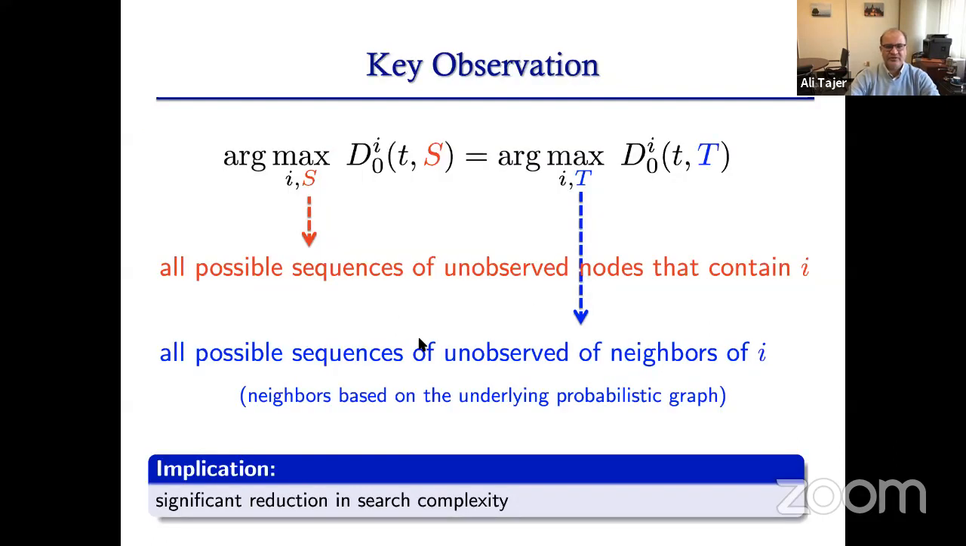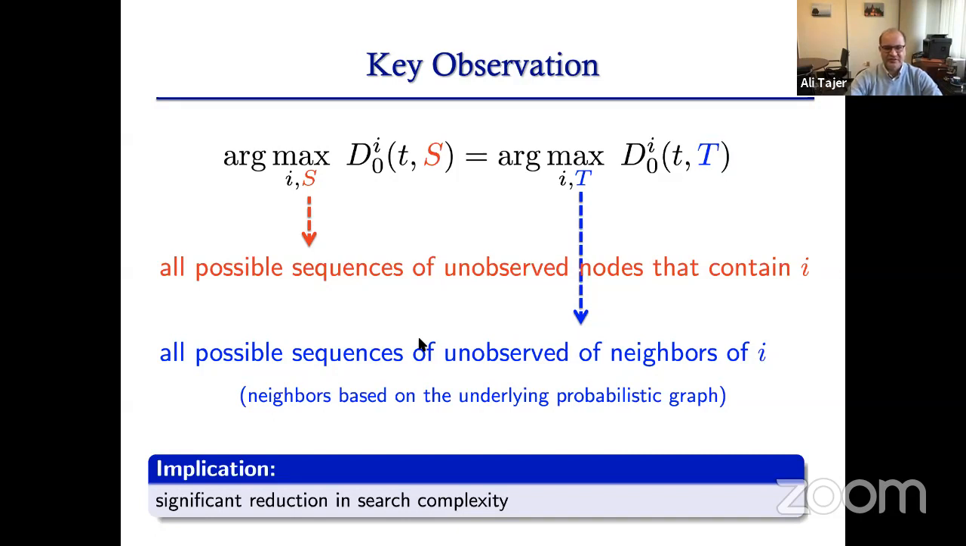Now, one key observation that we have is that maximizing these information measures, so the DIs are typos, they should be MIs, doesn't have to be done over all possible sequences. Rather, what we have to do is look at just a subset of these sequences. In other words, instead of looking at time t at all possible sequences of the samples over the entire network, all we have to do is search over the possible sequences of samples that are immediate neighbors of the node I in the graph that we're looking at now.